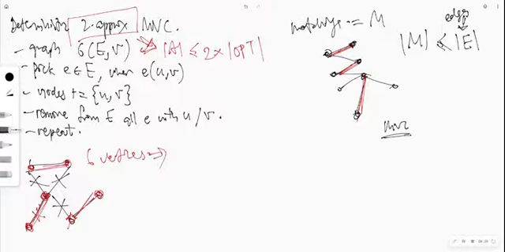So we can see that the size of the minimum vertex cover, so the optimal, is at least the size of the matching, because there are some edges that are not yet covered. So this is one of the key findings that we will use here.